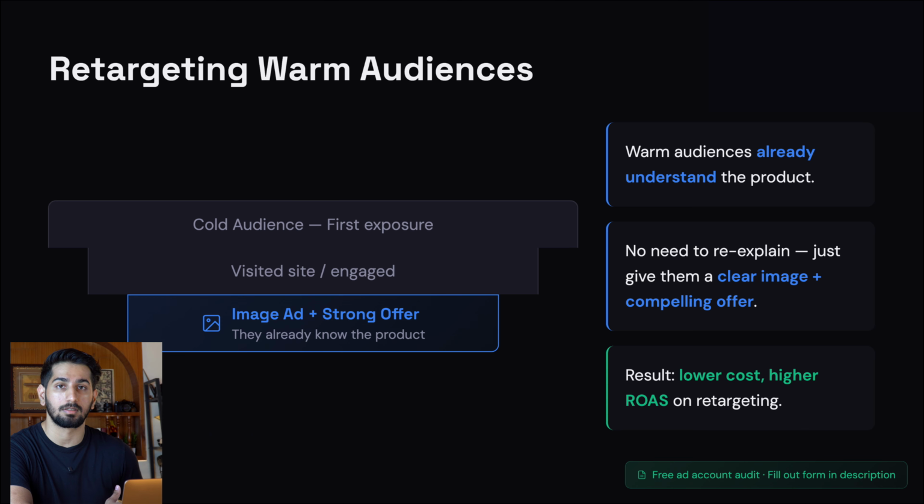Also, in terms of audiences, one that tends to react really well to static ads is retargeting warm audiences. These are people who already know about your product, who have heard about your store, been on your store, and now you're trying to push them to the edge of becoming a customer. So if you're using static ads on warm audiences, you will generally see the performance is going to be much better compared to straight cold audiences. And all you need is a clear image with a strong offer. That is most of the time all you need for a successful image ad.